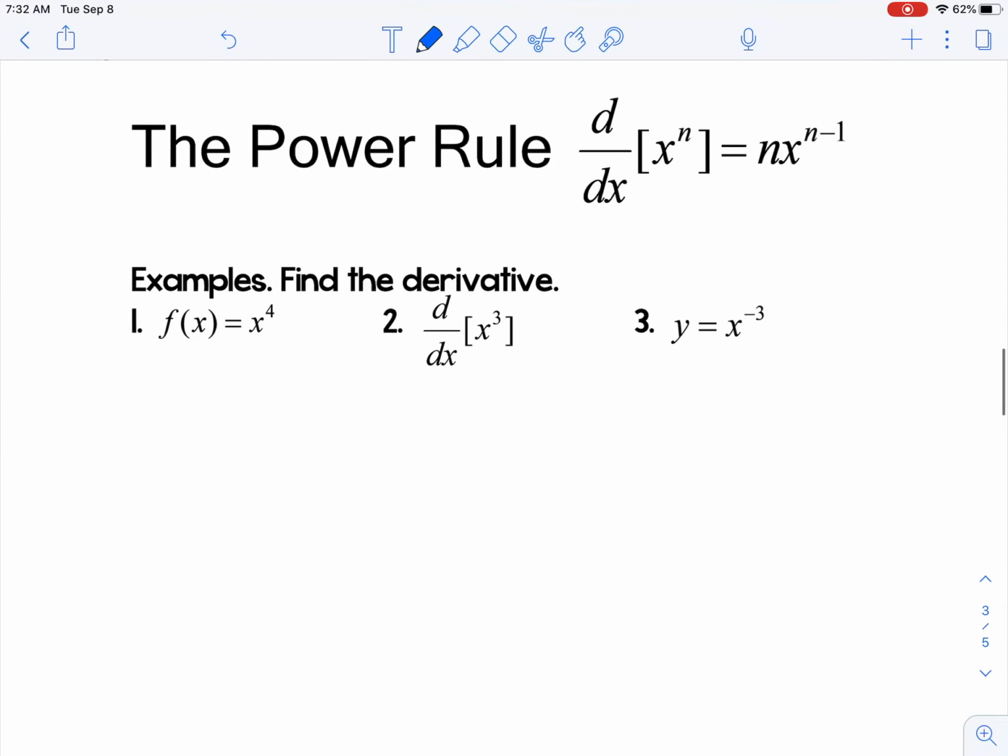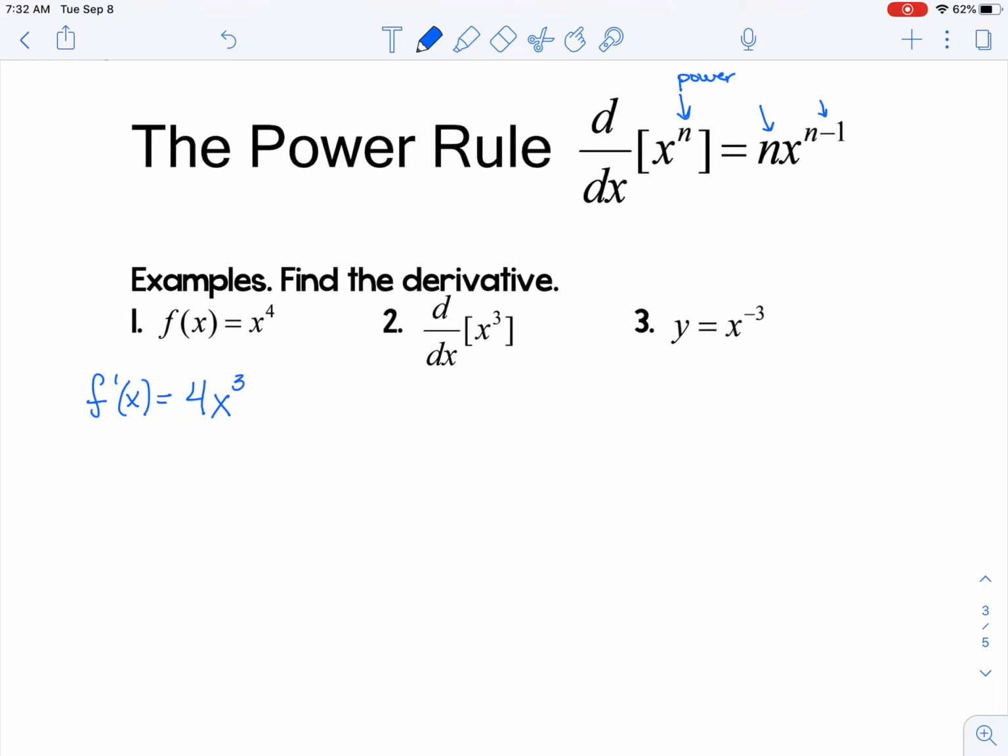Okay, let's look at this thing called the power rule. The power rule says that the derivative with respect to x of x to some power, you move the power out front and then drop it down by 1. Okay, so number 1, f of x equals x to the 4th. So f prime of x is, you move the power out front, so 4 out front, x to the, drop the power down by 1, 4x to the 3rd.